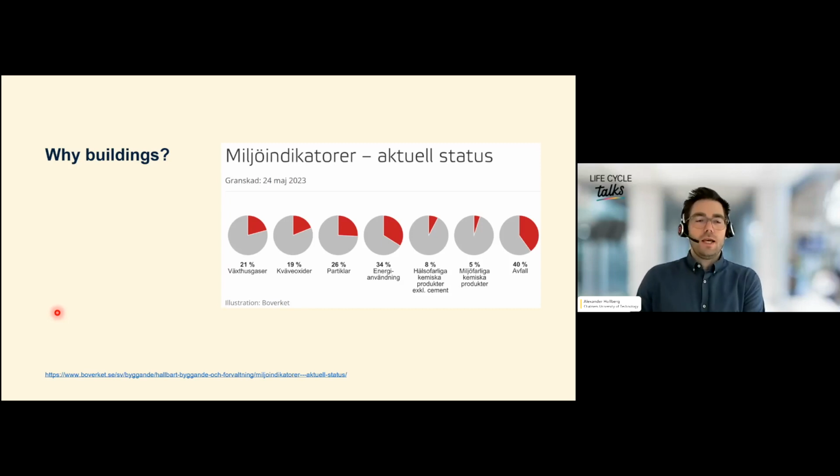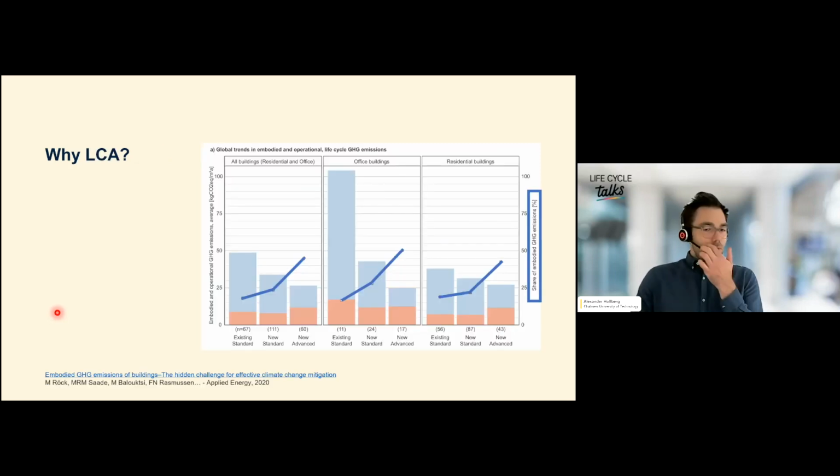Why do we need LCA then for this? Well, we've been talking about energy efficiency in buildings for some years, and since the oil crisis in the 70s, there have been in most European countries energy regulations trying to reduce the energy consumption in the use phase of buildings. And this has been quite successful, so we see that the overall greenhouse gas emissions from existing standards to new advanced buildings, for example, passive house, has been lowered.